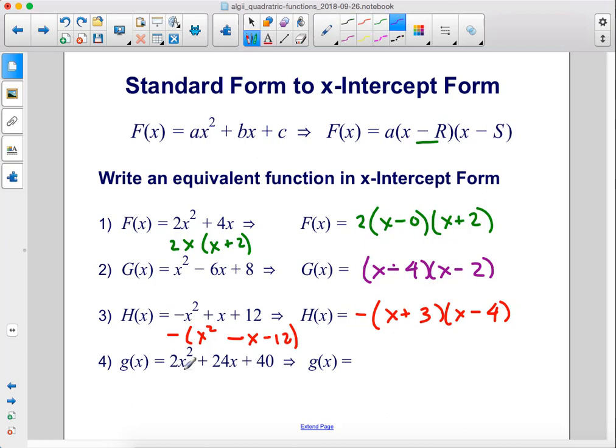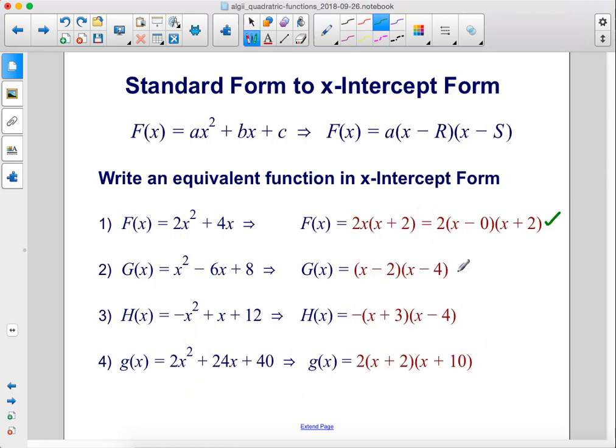And finally, this last one, first let's divide the whole thing by 2. That gives x squared plus 12x plus 20. All right, and then we're going to factor this. So 2 times x and x. These are both positive, so these will both be plus signs. And 10 and 2 will work. And there we go. Looks good.